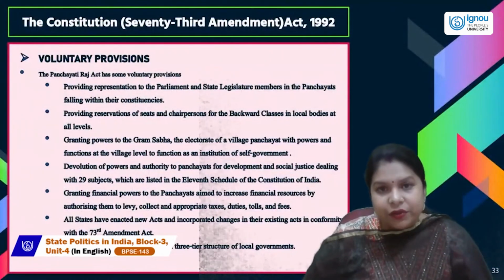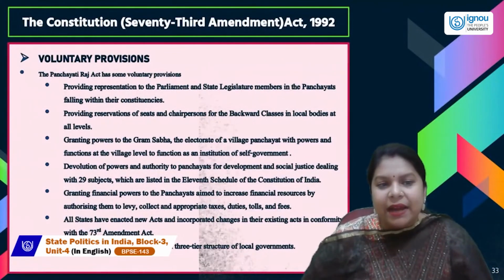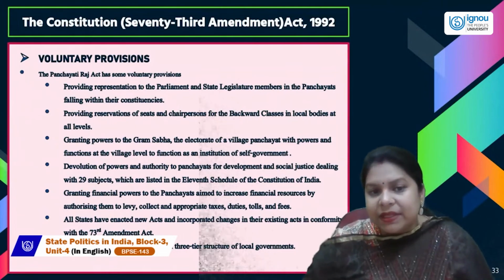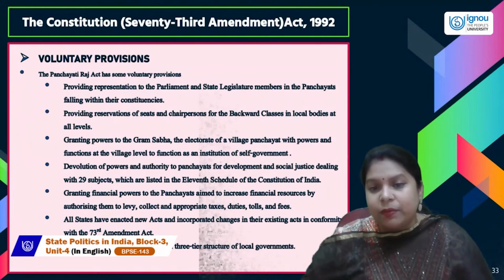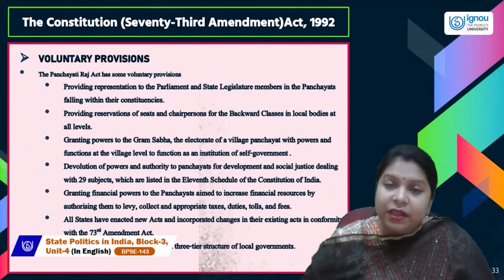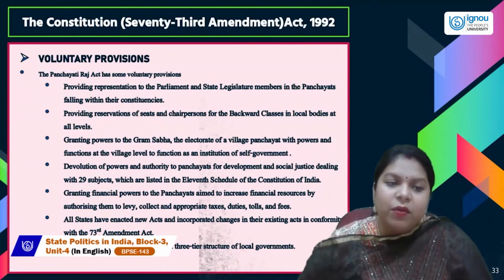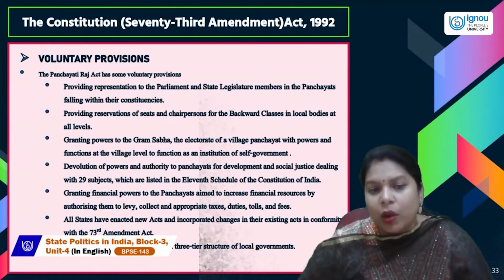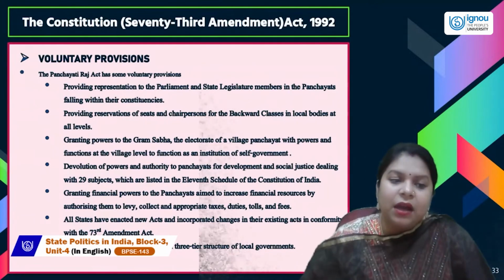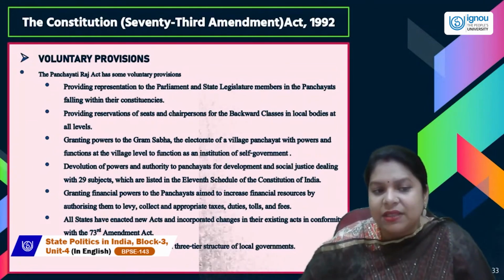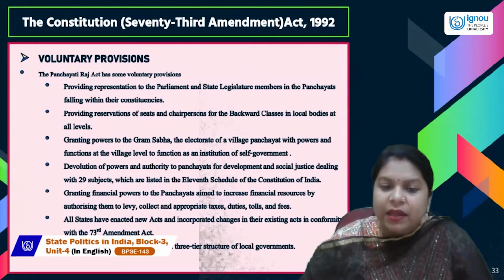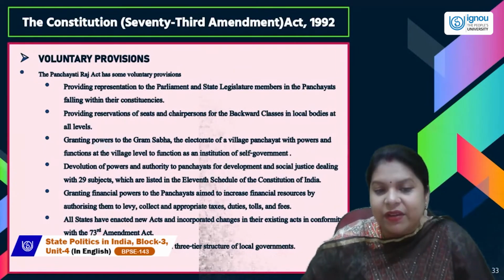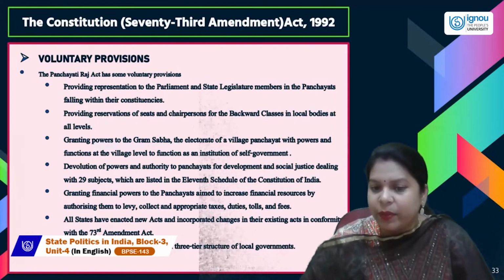Moving forward to the voluntary provisions, the Panchayati Raj Act has some voluntary provisions also. What are they? They are providing representation to the members of Parliament and state legislature in the panchayats falling within their constituency. Another one is providing reservation of seats and chairperson posts for the backward classes in local bodies at all levels. The third voluntary provision is the granting of powers to the Gram Sabha, the electorate of a village panchayat, with powers and functions at the village level to function as an institution of self-government.